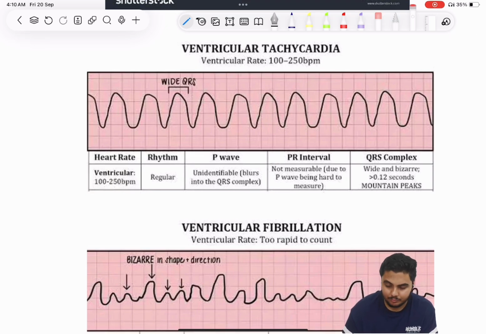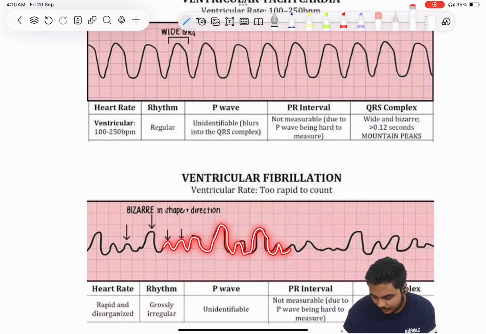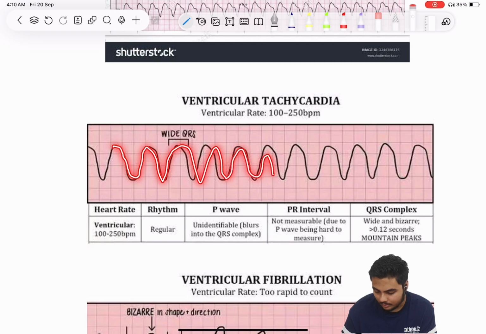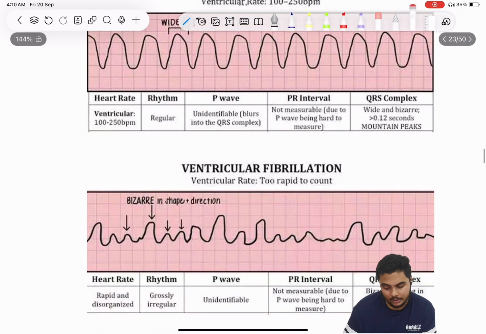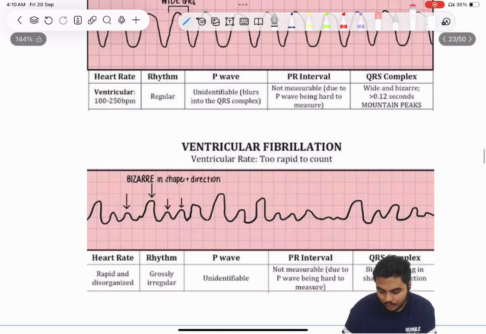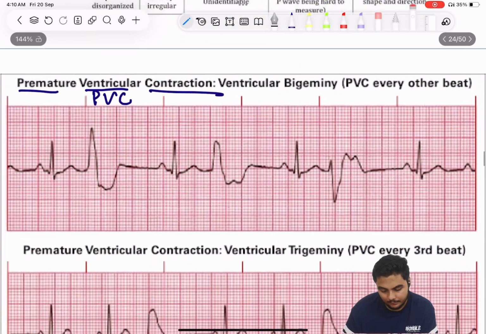wide QRS complex, right? Again, since both are tachycardia and both come under tachyarrhythmias, both have a heart rate much above 100, right? Now, if you look here, the waveforms in ventricular fibrillation are bizarre and irregular, whereas in ventricular tachycardia, we have wide curves, but the waveform is regular. We have a regular waveform in case of ventricular tachycardia and irregular, bizarre waveforms in case of ventricular fibrillation, right? That is the main difference between both of these. So the rhythm is regular in ventricular tachycardia and irregular in ventricular fibrillation.